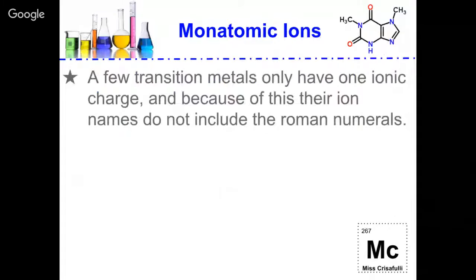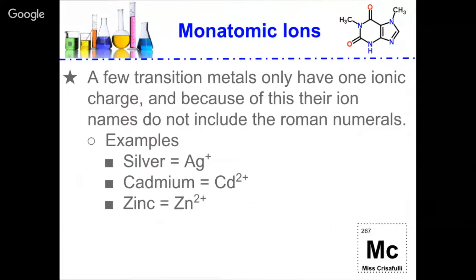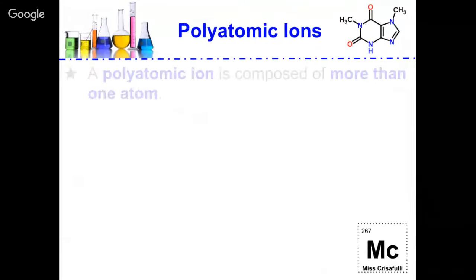A few transition metals only have one ionic charge. Because of this, their ion names do not include Roman numerals. Your examples are silver, which is always +1, cadmium, which is always +2, and zinc, which is always +2 as well. So when you write their names, you don't need Roman numerals.